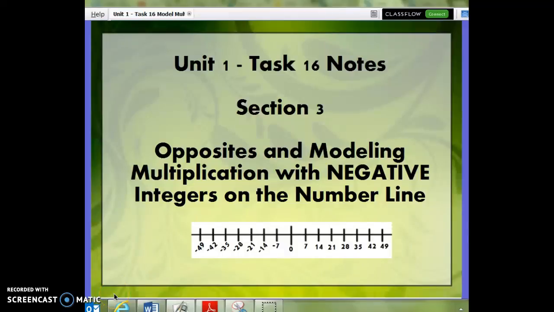Before you begin Section 3, please make sure you have taken the Elluminate quiz for Section 2. This is the final section of your notes. In this section, we will look at opposites and modeling multiplication with negative integers on the number line.